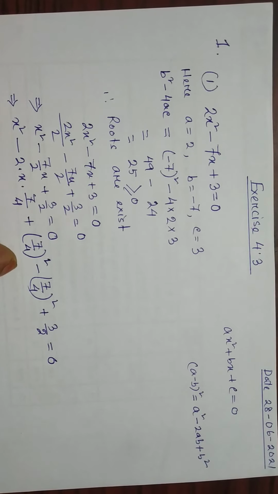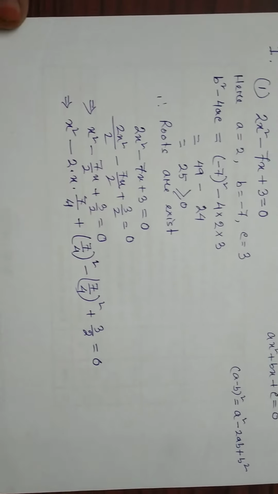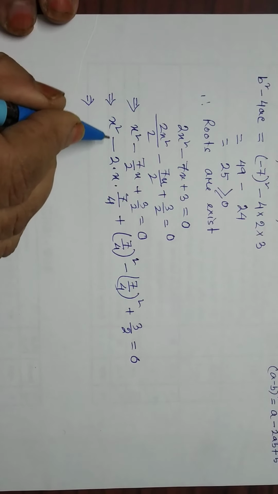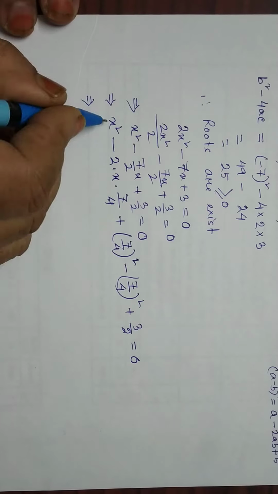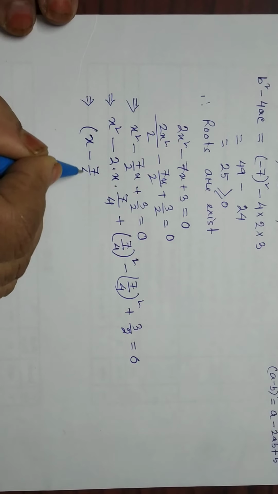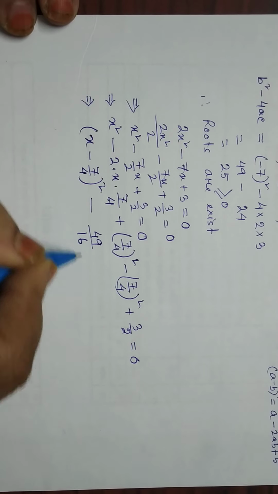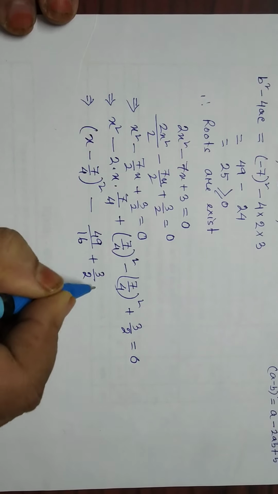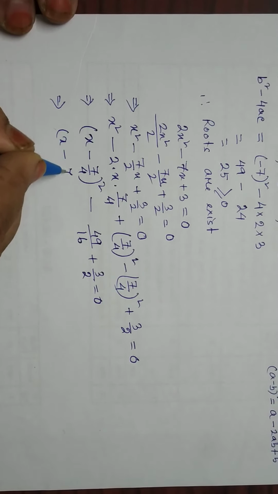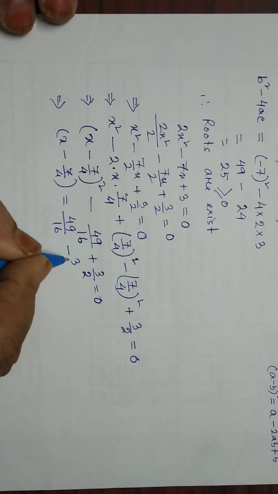We make this so because we have to make it a complete square. We take it like a minus b whole square, which means a square minus 2ab plus b square. That means from these 3 terms we take x minus 7 by 4 whole square, and 7 square means 49 by 16, plus 3 by 2 equal to 0. Now we take x minus 7 by 4 whole square on this side, and 49 by 16 minus 3 by 2 on the other side.